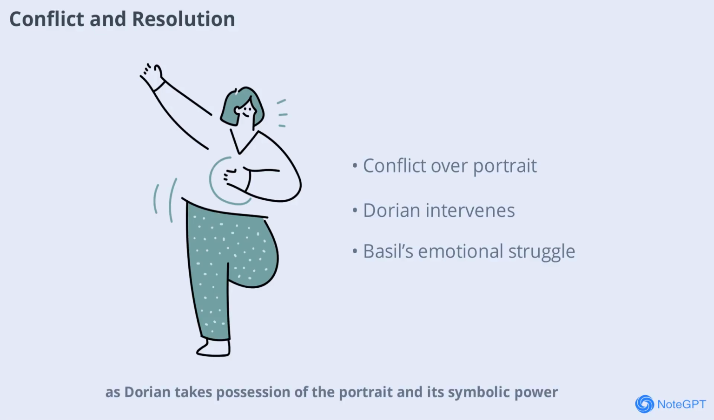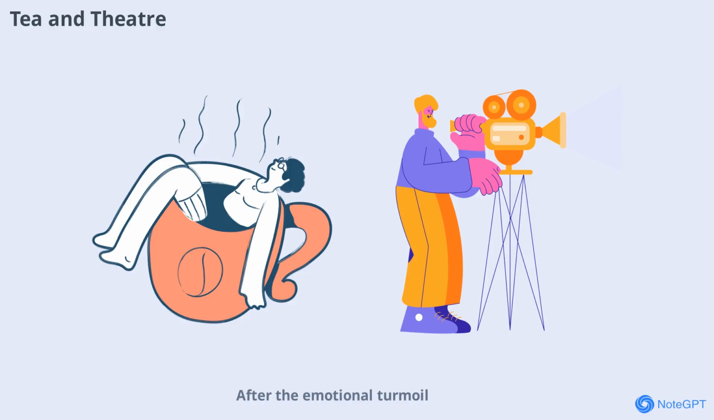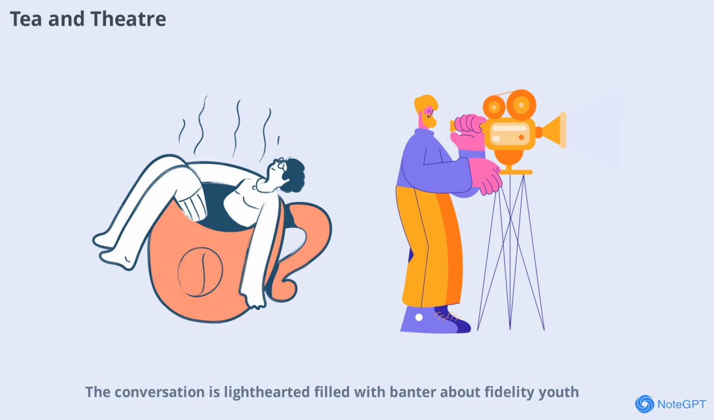its symbolic power. After the emotional turmoil, the characters settle into a more relaxed atmosphere, sharing tea and discussing plans for the evening. Lord Henry suggests going to the theater, while Basil prefers to stay with the real Dorian, the subject of his art. The conversation is lighthearted, filled with banter about fidelity, youth, and the nature of relationships. Dorian chooses to accompany Lord Henry, signaling his growing attachment to the older man's philosophy and lifestyle. This scene marks a shift from introspection to action, as Dorian begins to embrace new experiences and influences.